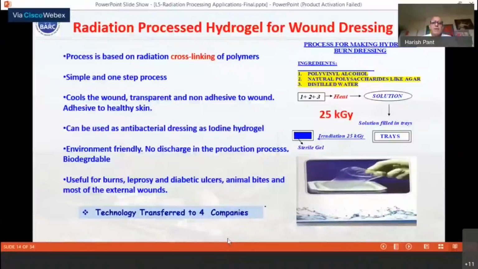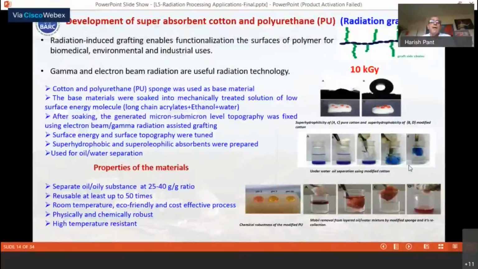And this technology was developed by BRC, and this technology was transferred to four different private companies for the bulk commercial production of these hydrogels. Now, using the radiation technology, one can develop some new materials.